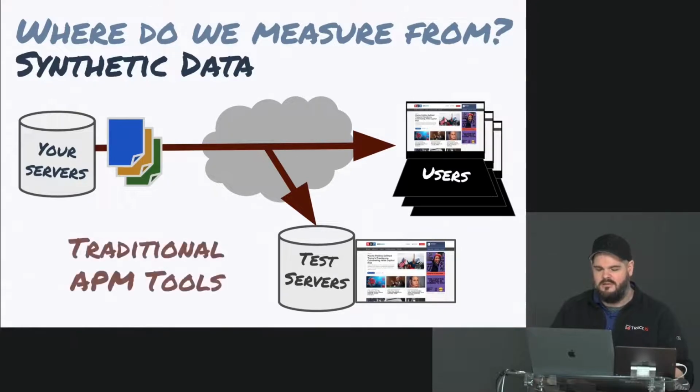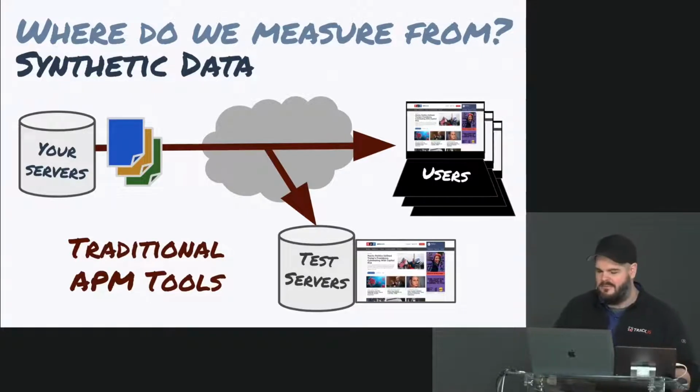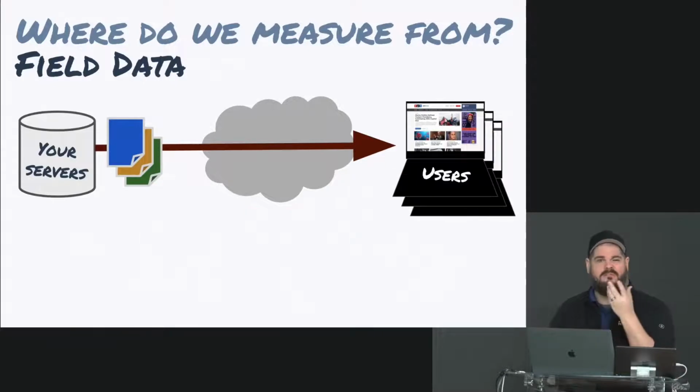And this is pretty good. There's a lot of tools out there on the marketplace that'll do this. There's things like New Relic and Pingdom and those sorts of things. You can buy a service that will do this for you and periodically tell you about your performance. Well, the third way that we could do this is called field data, because even synthetic data isn't what our users saw.